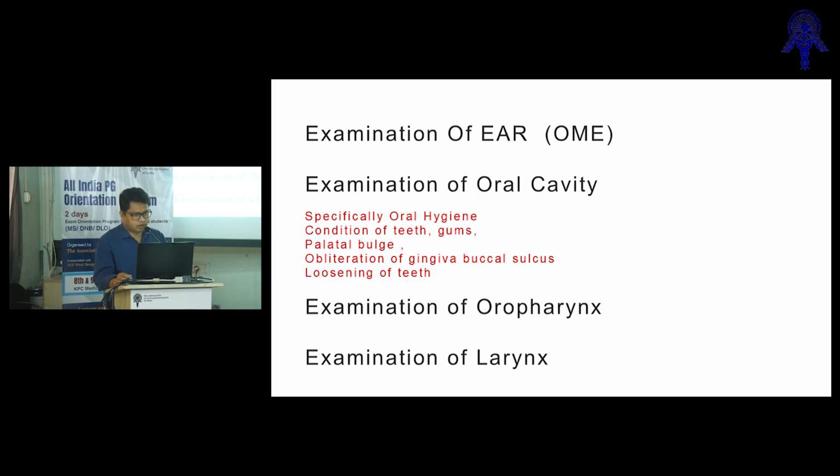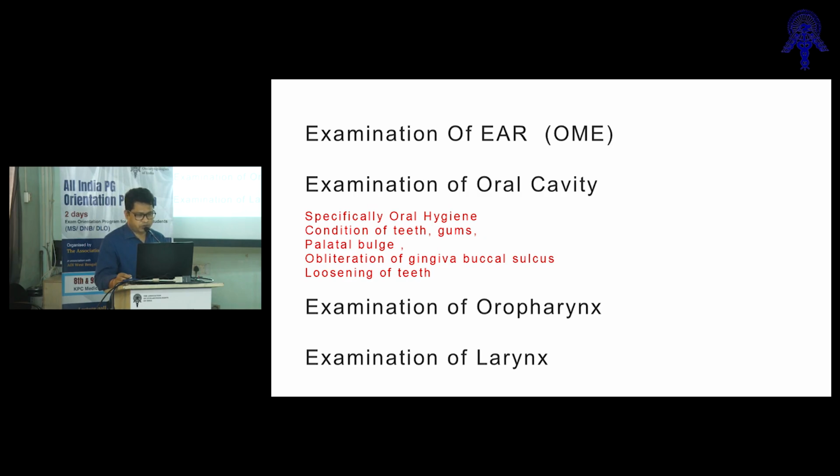Examination of the oral cavity is also important, because if the patient has some carcinoma inside the maxilla, the patient may present with loosening of the teeth and gum bleeding. So the specific key points you should look for during your examination are oral hygiene, condition of the teeth and gum, palatal bulge, obliteration of the gingivobuccal sulcus, and loosening of the teeth.